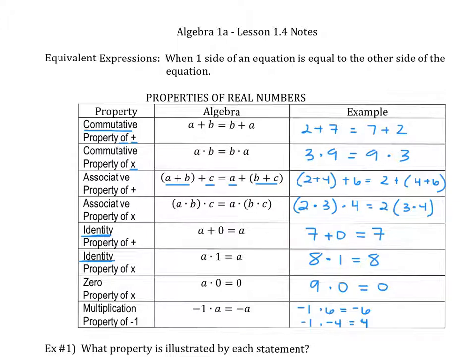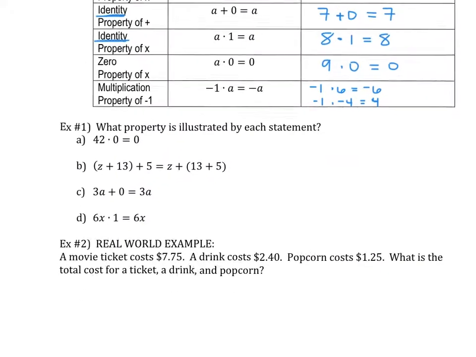Those are the properties. Not terribly exhilarating, I know, but we're done with them now. Now we're just going to figure out which one we're using when. Any questions on how those properties work? Okay, then here's what we're going to do.